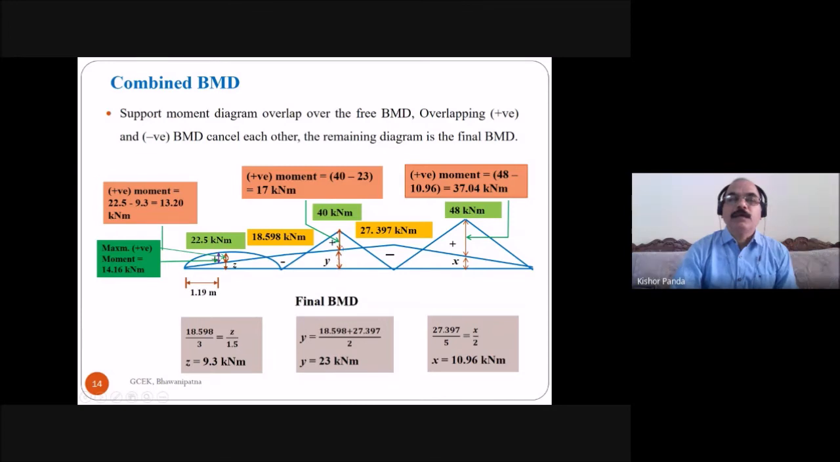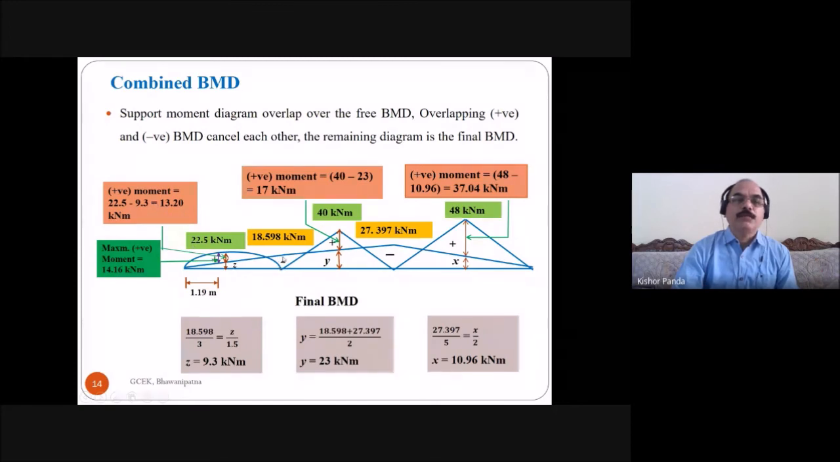Then after getting y, you know the total free BMD positive moment is 40 kilonewton meter. Here you got y as 23. So after deducting this y, you get the positive moment of span BC equal to 40 minus 23, which is 17 kilonewton meter. Here you see this is a UDL on the span AB. So at the midpoint, you will find this is the moment.